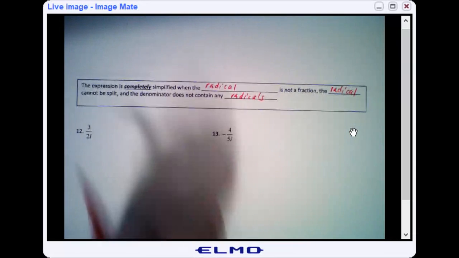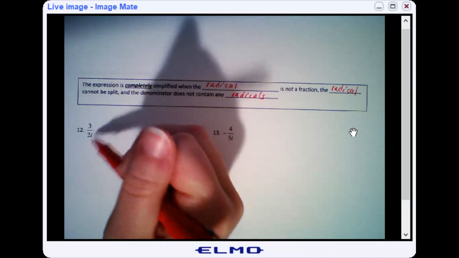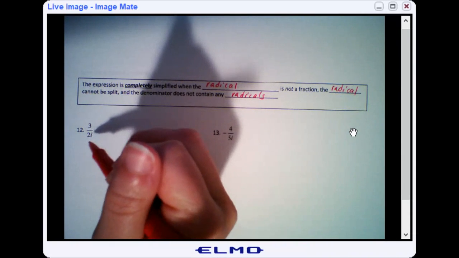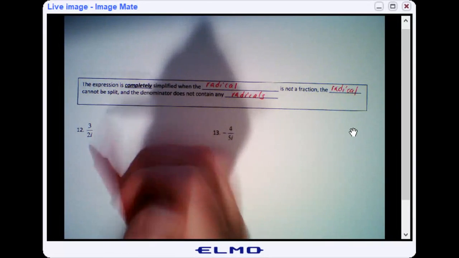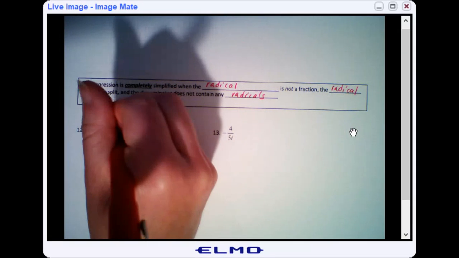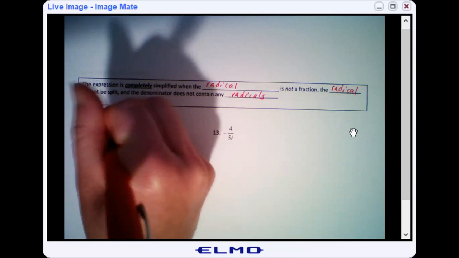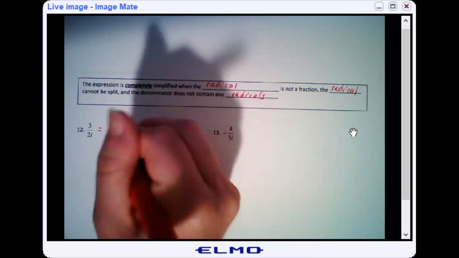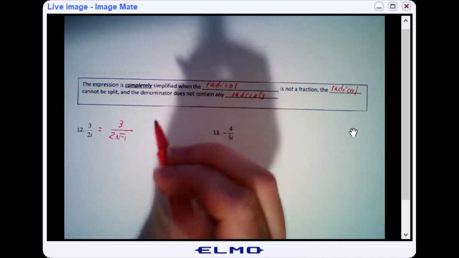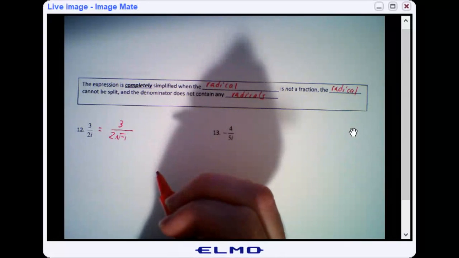So even though I can't simplify 3 over 2i, because I have the i down there, that's really the square root of negative 1. I can't leave it like that. So really, if I rewrite this, I could rewrite this as 3 divided by 2 square root of negative 1. To get rid of the square root of negative 1, I multiply denominator and numerator by the square root of negative 1.